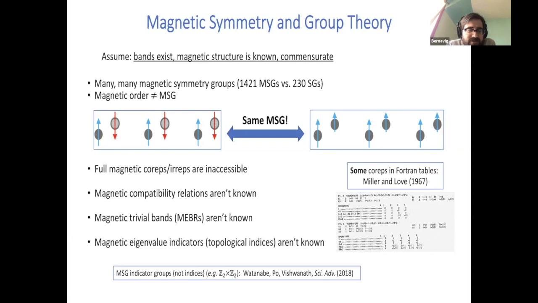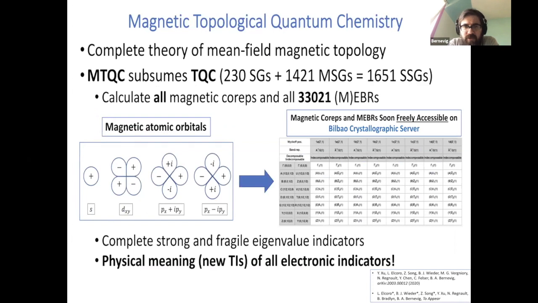And the other thing that was not known is the full magnetic co-representations, or the magnetic representations in momentum space. The magnetic compatibility relations, the magnetic trivial bands, and the magnetic topological indices were known, although a group structure of them was not. So what we did is we ran this program for all the magnetic groups, and this is going to be available soon online. There are 33,000 magnetic atomic limits, rather than 10,000 non-magnetic ones. And we now have all the symmetry indicators for all the magnetic groups, and we know what they mean.